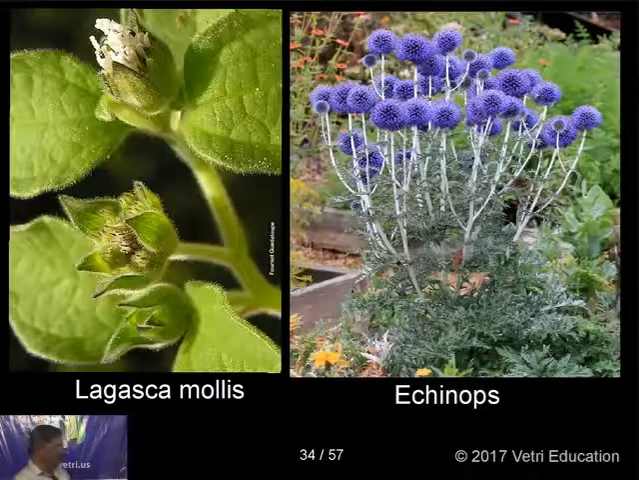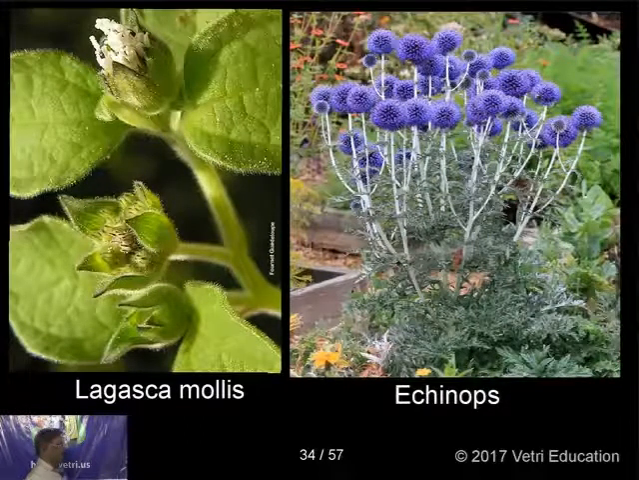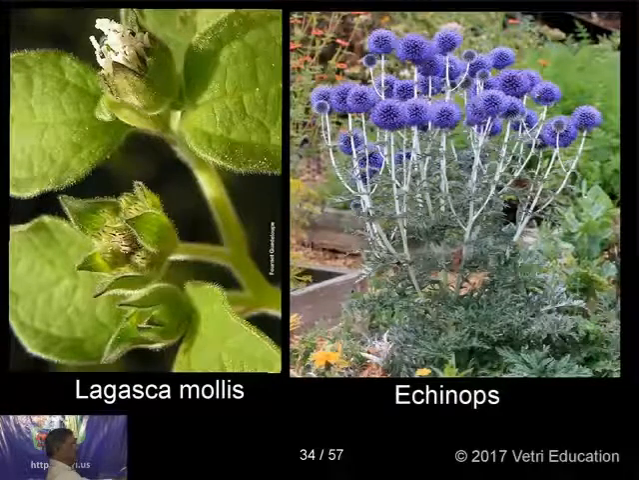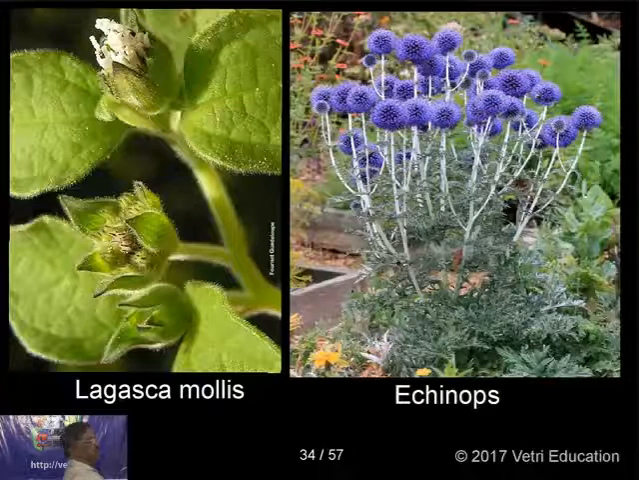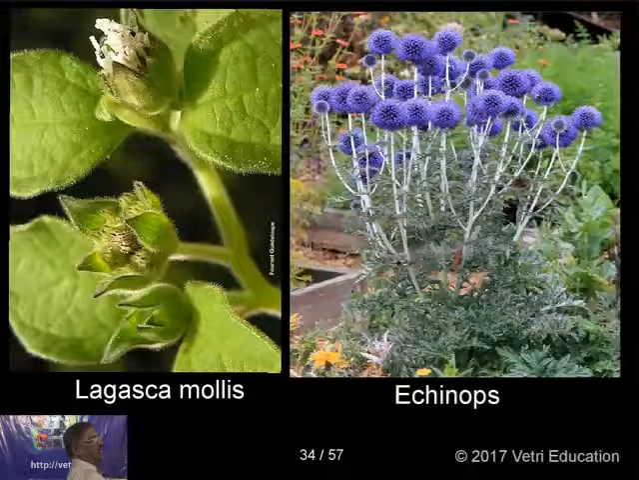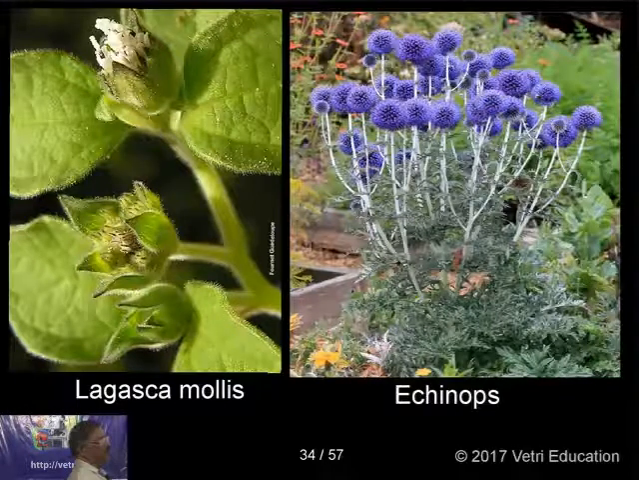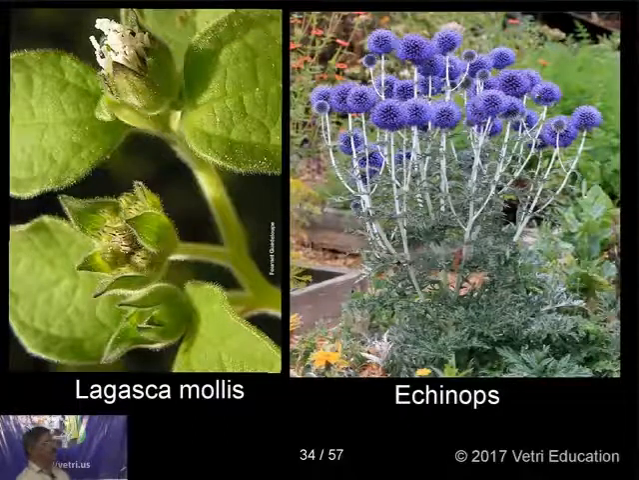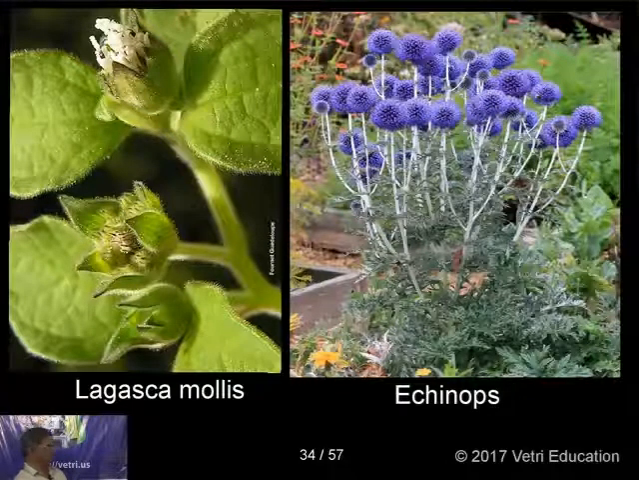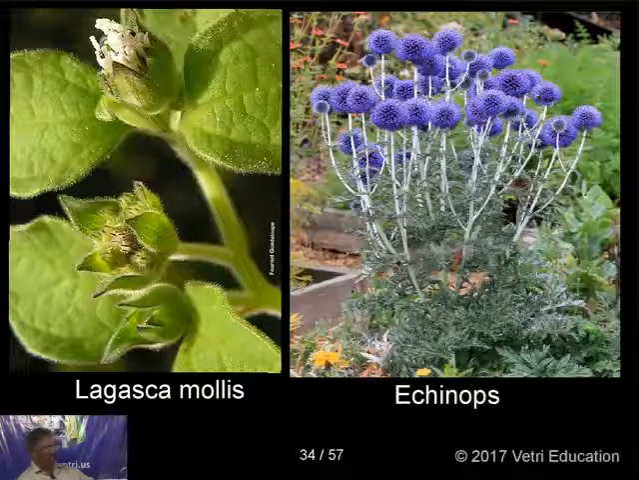Here you see the Lagusca mollis that is given. You can find many branches, and each branch is a head inflorescence. Here you can also easily see a number of branches, each branch being a head inflorescence, in echinops. This is a compound head inflorescence, or a branched head inflorescence. This is Lagusca mollis and this one is echinops.